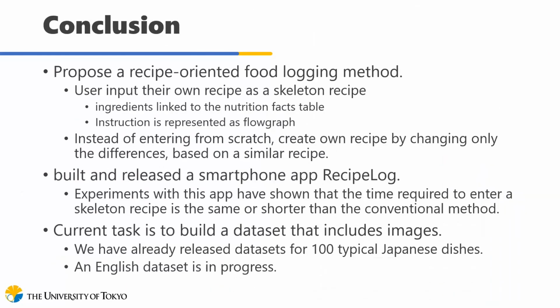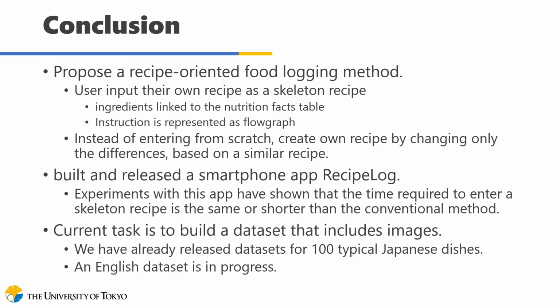Conclusion. We proposed a recipe-oriented food logging method. Users input their own recipes as a skeleton recipe. The skeleton recipe is unique in that the ingredients are linked to the nutrition facts table and the instructions are represented by a flow graph. To reduce input costs, users create their own recipes based on similar recipes, rewriting only the differences, rather than entering from scratch.